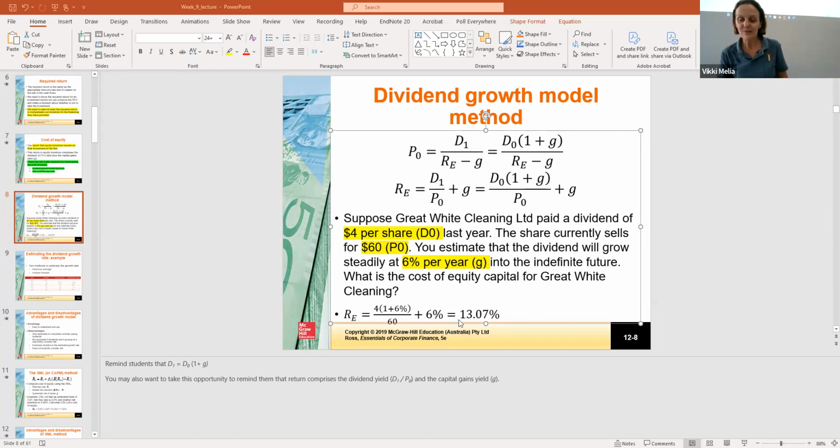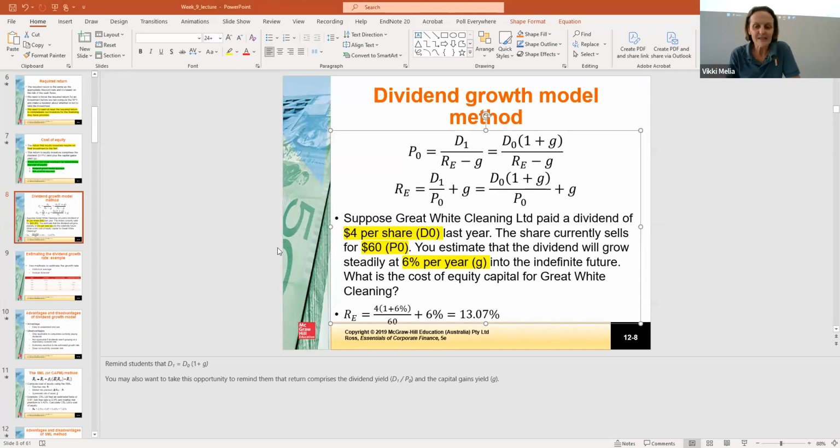So this 13.07%, it's what you, the shareholder, expect to get from your investment. It's the minimum that the company needs to earn from an asset so they can cover the cost to you to give you those returns.